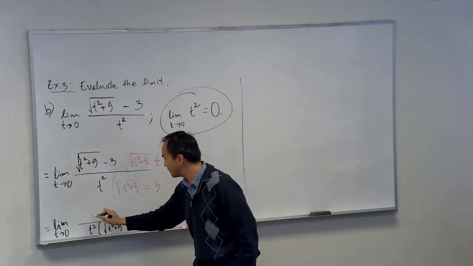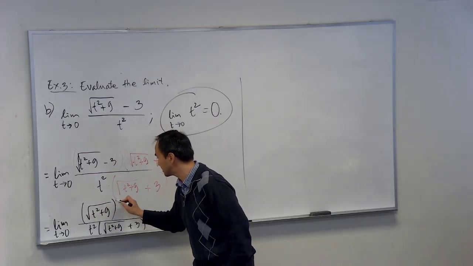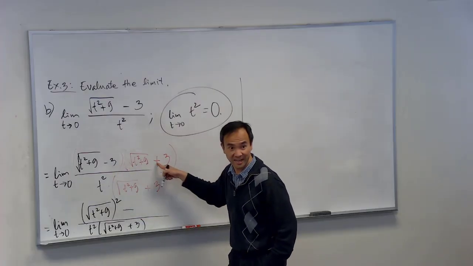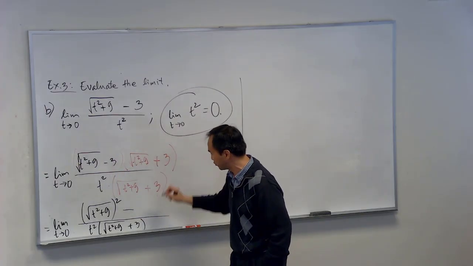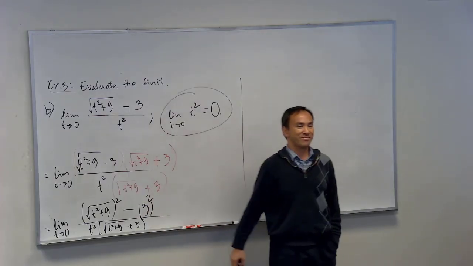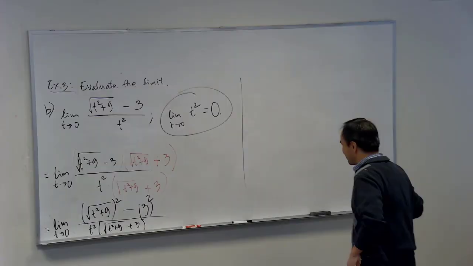So it looks like I'm going to have the square root of t squared plus 9, but I'm going to completely square that. And then I'm subtracting because we produce a difference of two squares, right? I square the square root term and I'm going to square the 3 term. You guys follow it? Right. So multiplying the two conjugates together, right?